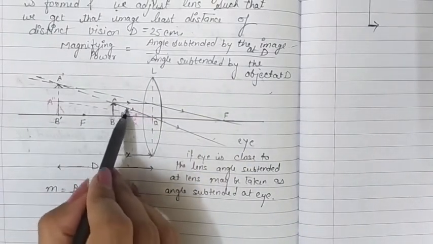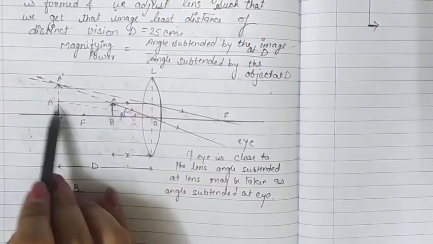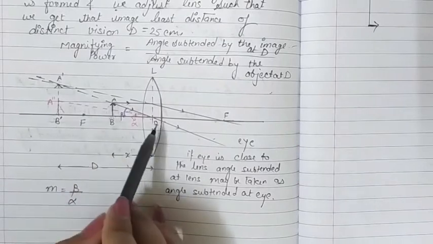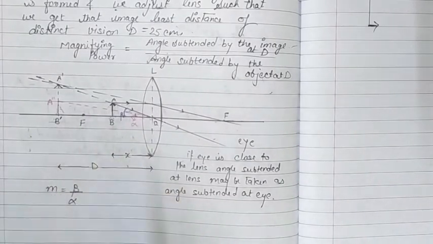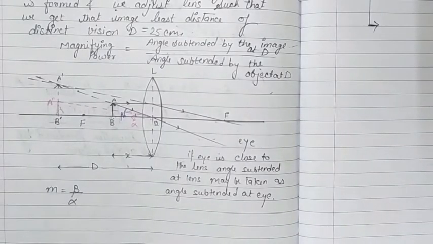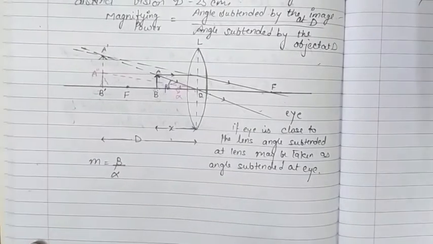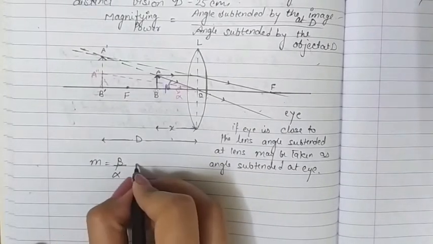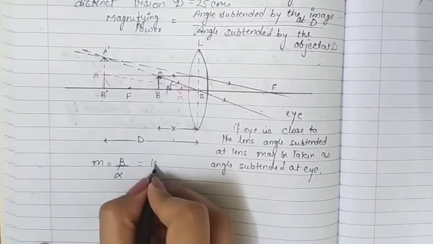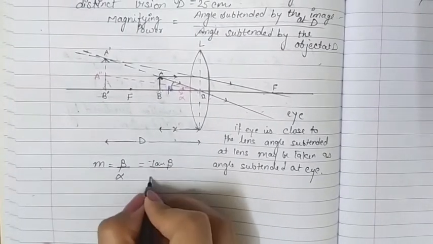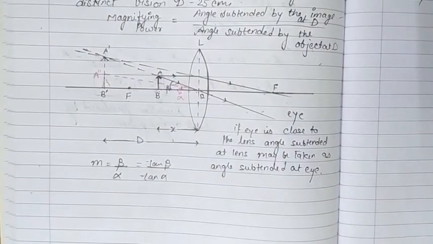This is the bigger angle that the image forms, and angle A''OB' is alpha, which is formed by the object when it is placed at D, right? Since these angles are small, we can equate them to their tangent. This means beta can be written as tan beta for smaller values of beta, and alpha can be written as tan alpha for smaller values of alpha.